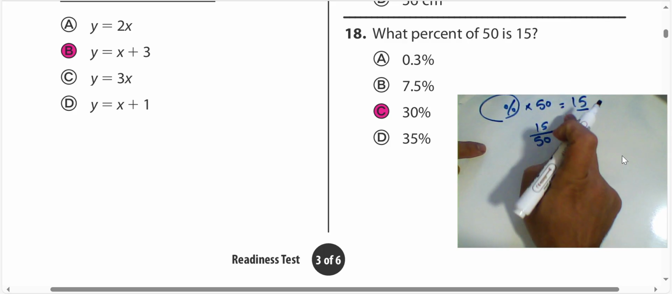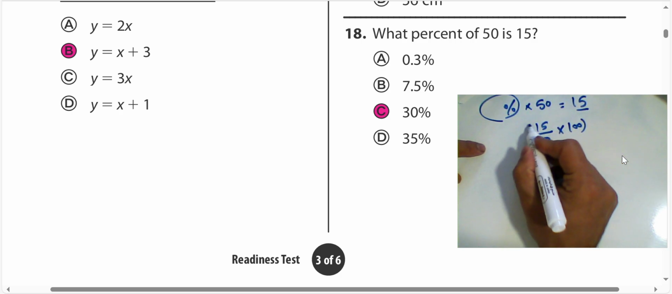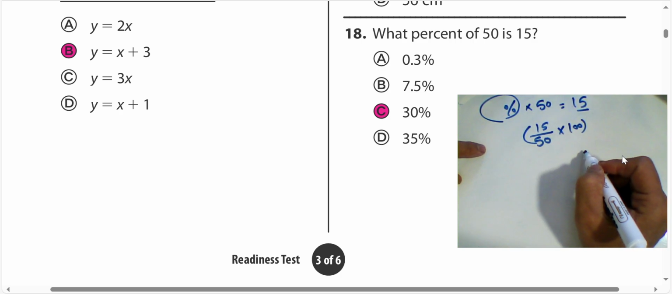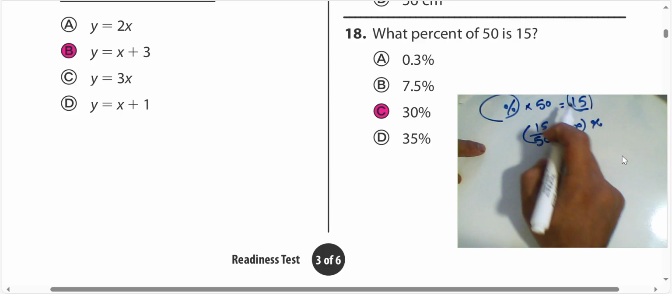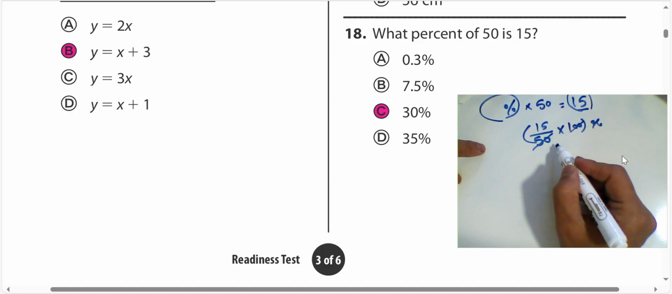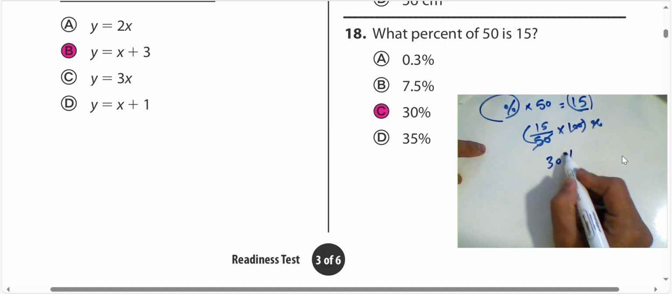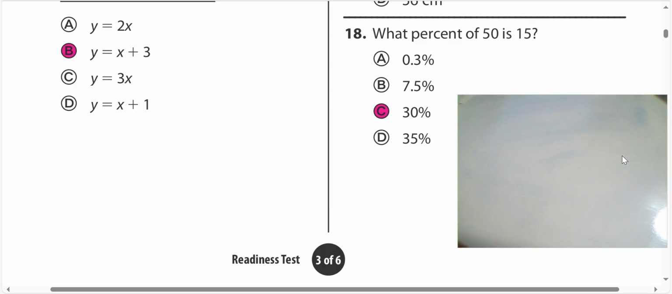We divide 15 by 50 and then multiply by 100 to convert to a percentage. So you must write 15 divided by 50 times 100. 100 divided by 50 equals 2, and 2 times 15 equals 30. Then the percentage equals 30. That was question 18.